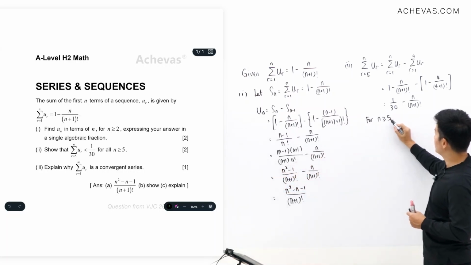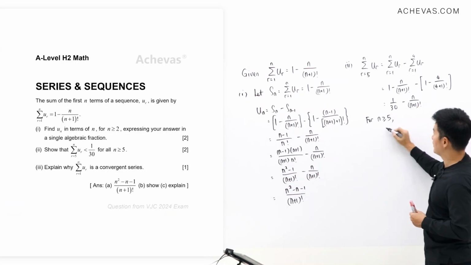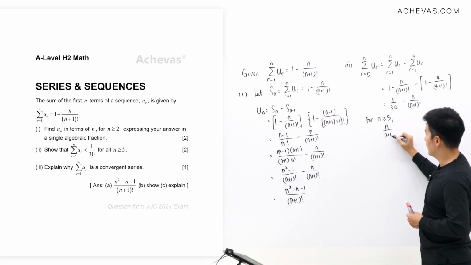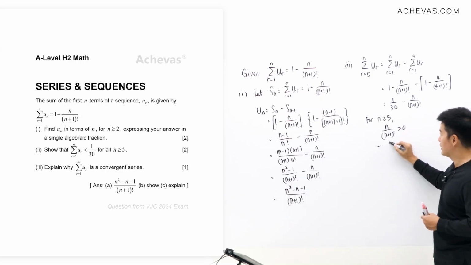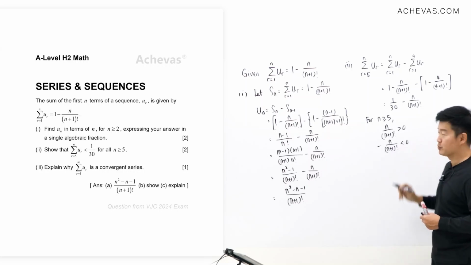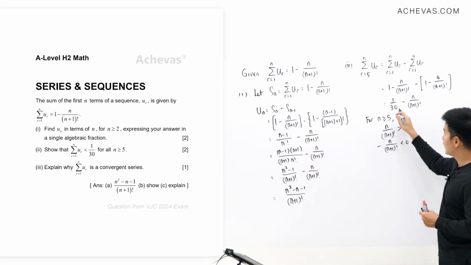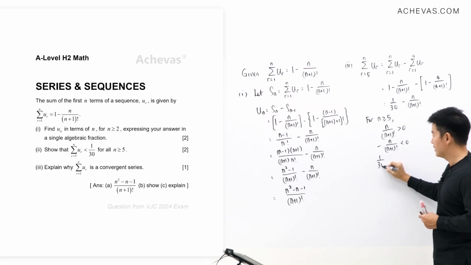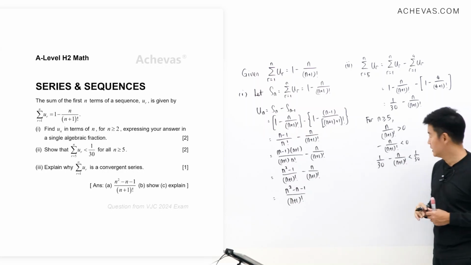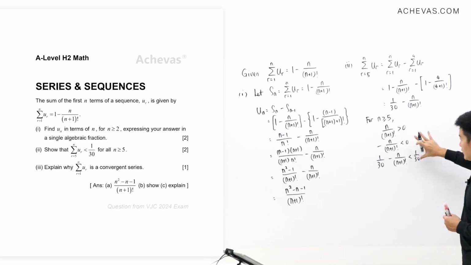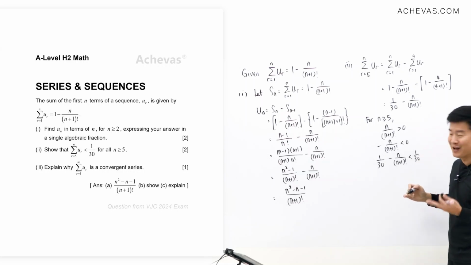So for n to be bigger or equal to 5, we know that this expression here, which is n over (n plus 1) factorial, has to be a positive number, which means that if I were to multiply negative to this, negative of n over (n plus 1) factorial should be a number that is less than 0. Adding 1 over 30 on both the left and the right hand side, it will be this, minus n over (n plus 1) factorial, and on the right hand side, it is going to be 0 plus 1 over 30, which is 1 over 30.